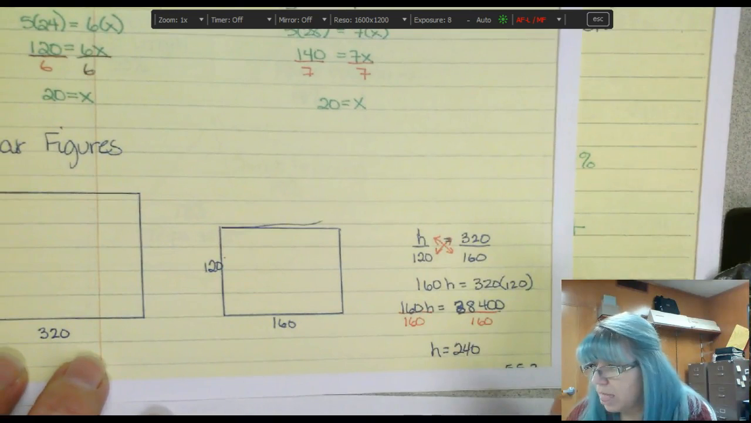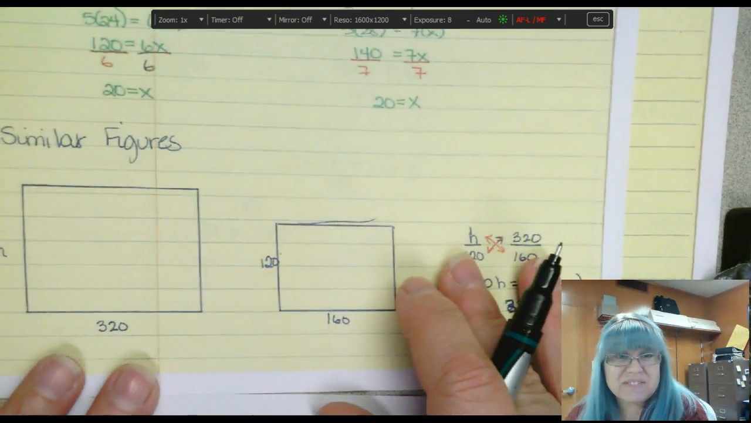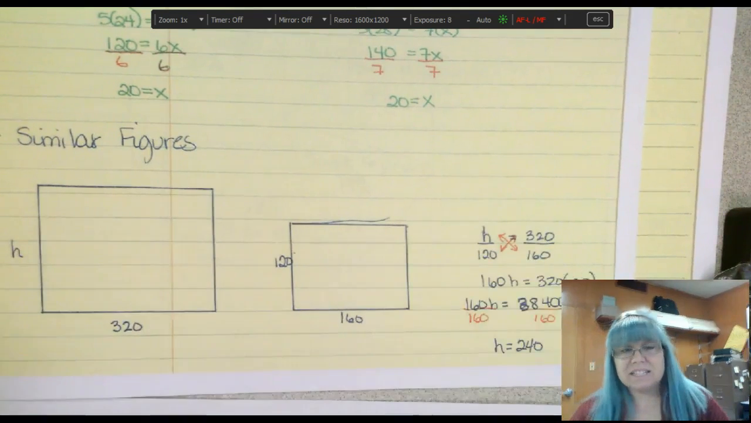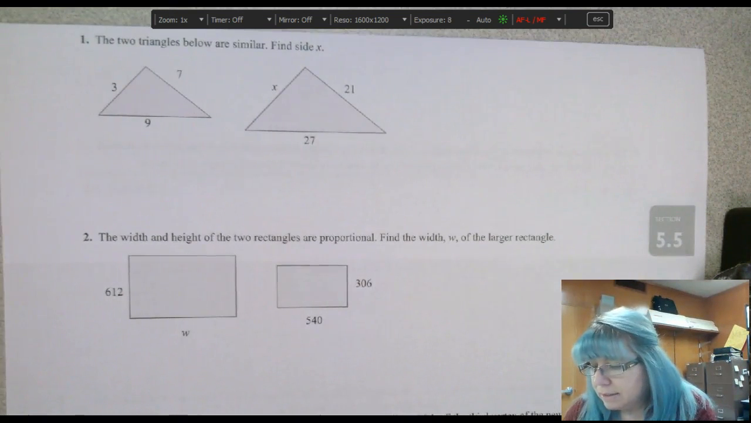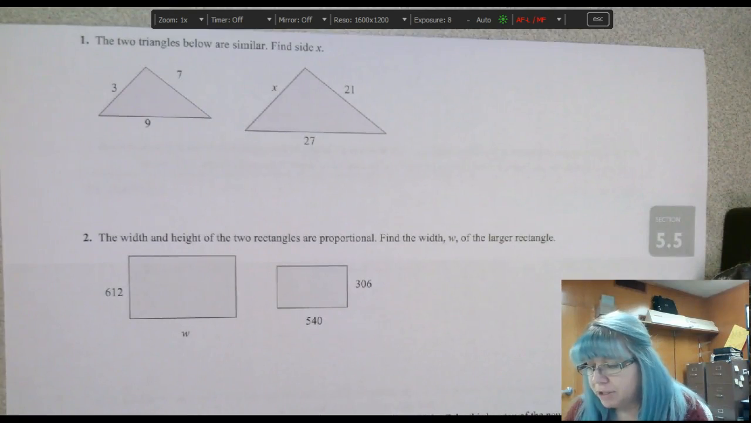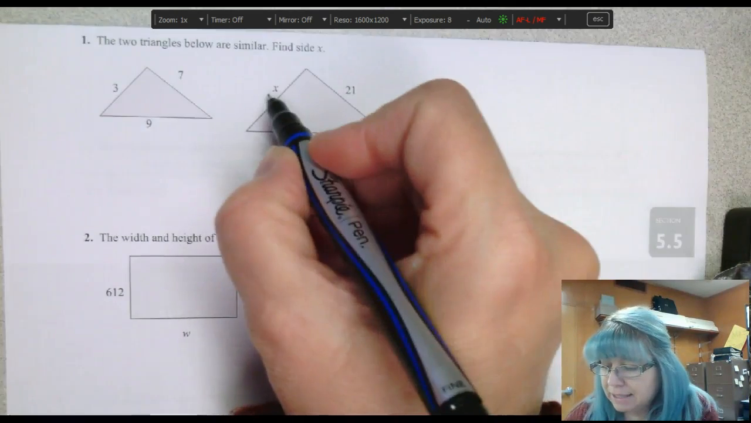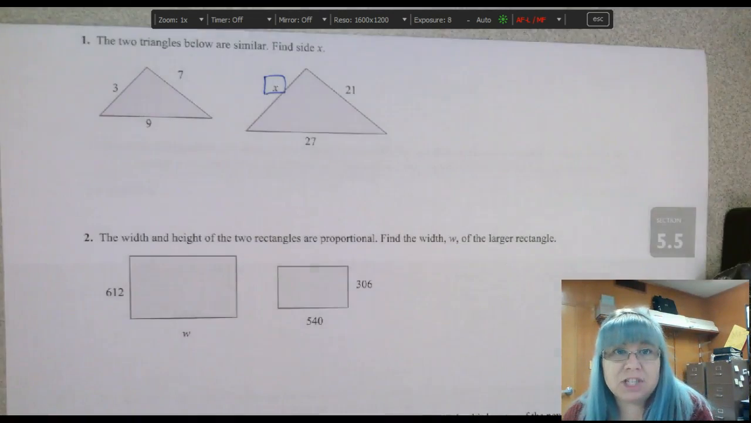Alright, so that's actually it for this video. Let's see if we can come up with one more example. Alright, so let's see, we have 2 triangles below that are similar. Let's find the missing side, the missing dimension.